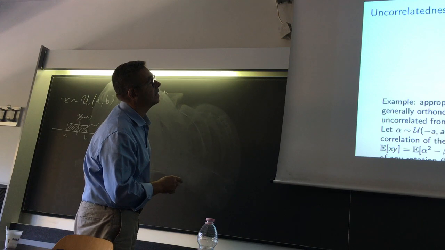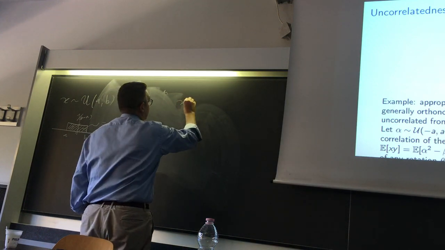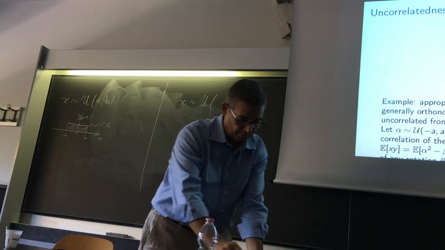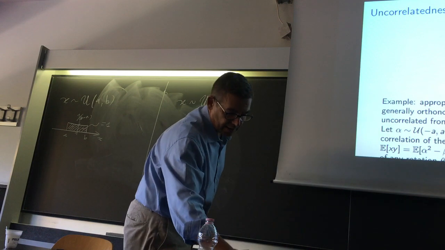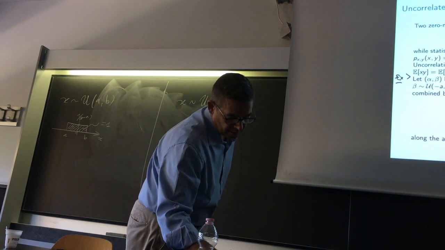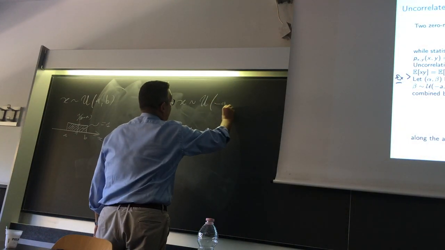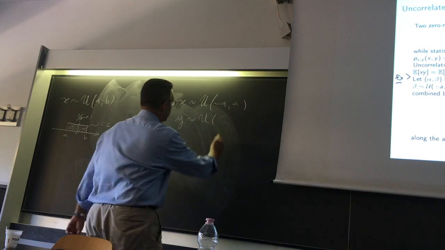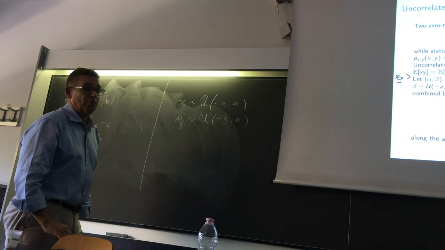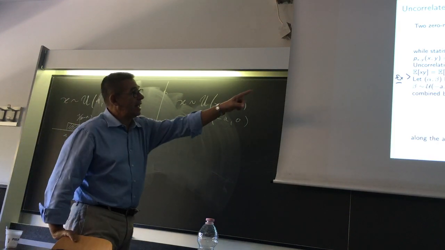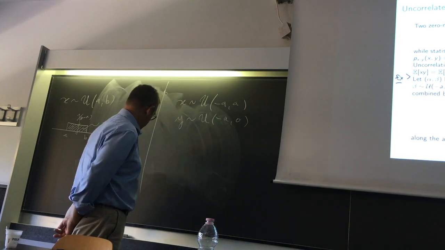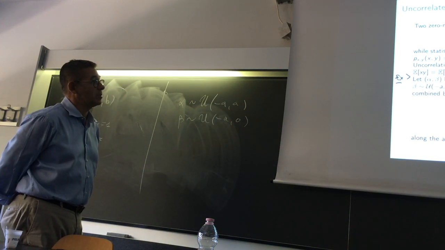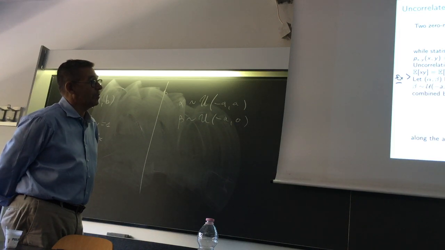So originally, as in the picture, X is uniform between minus A and A, and Y is uniform between minus A and B. So let alpha and beta be independent random variables, where alpha is uniform and beta is uniform.